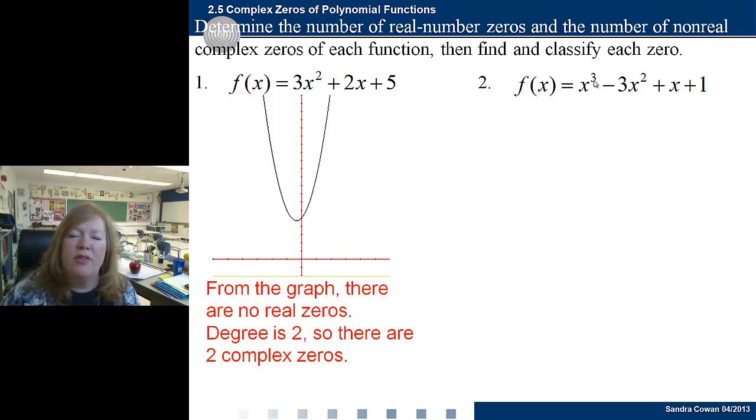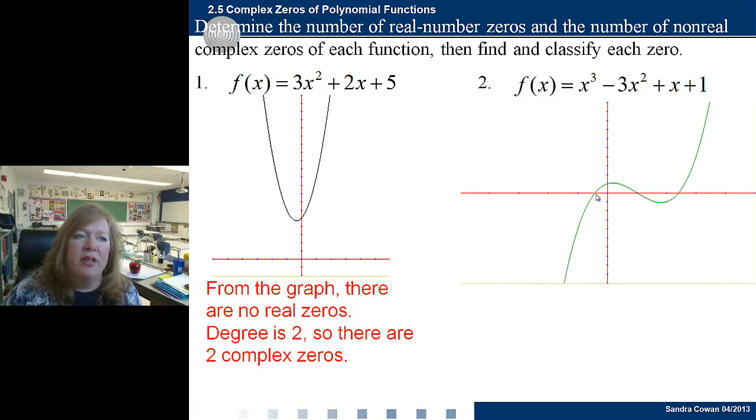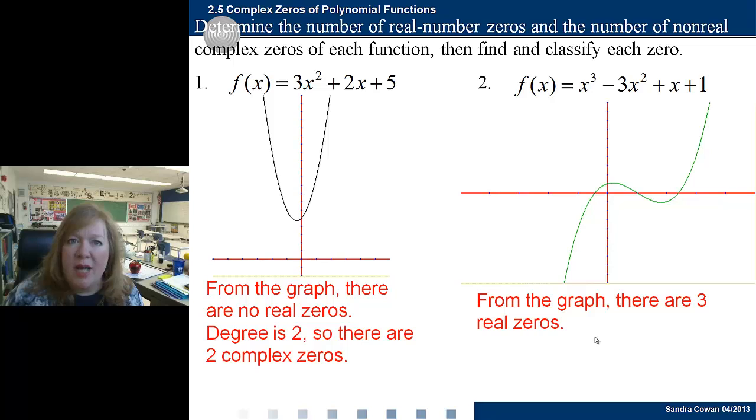This one, you're going to have 3 complex zeros, and let's see if we have any real zeros by popping it in our graphing calculator. Yes, 1, 2, 3 real zeros. So it has 3 real zeros and 3 complex zeros. A real number is a complex number.